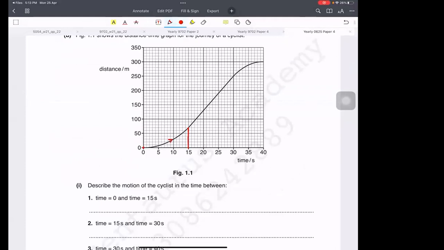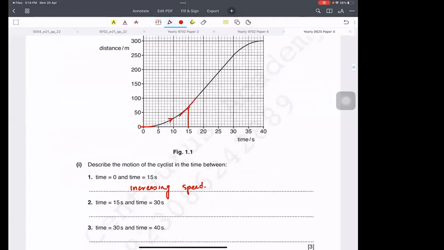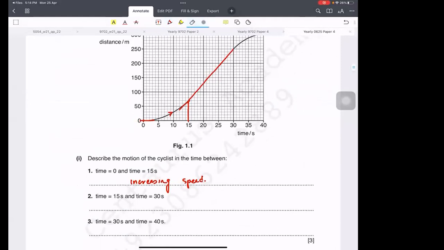So you see the gradient is going up, which means it is accelerating or increasing speed. Then 15 to 30. So can you write that it's accelerating at an increasing rate? No. You don't know that. You can only write increasing speed or accelerating.